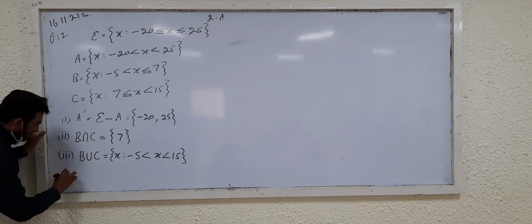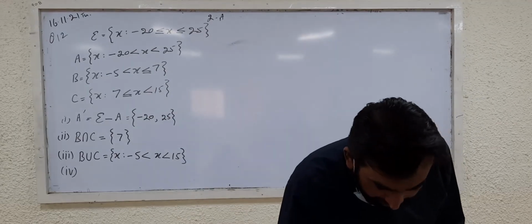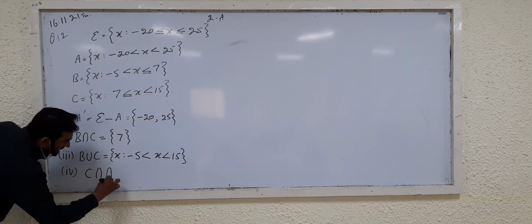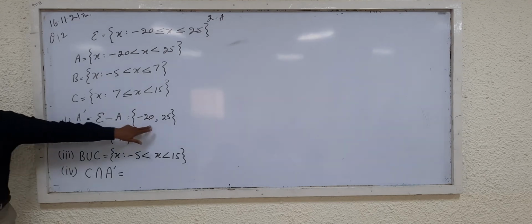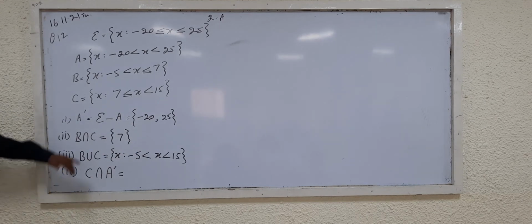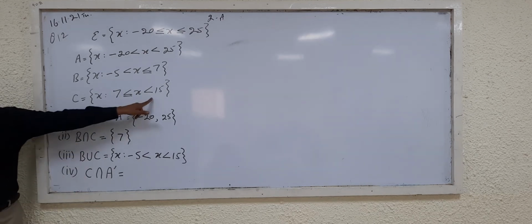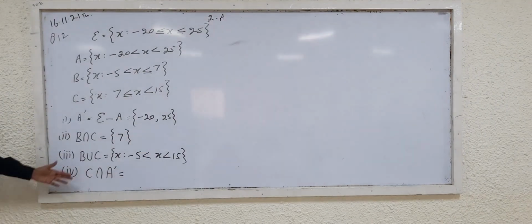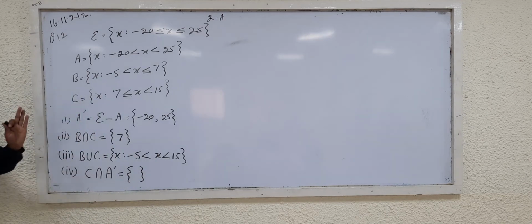Fourth part. C intersection A complement. A complement has only these two elements, and C has these elements. Is there any common element? Yes, empty set, because you can see that C consists of 7 less than 15, and A complement has only these two elements. So for this there is no common element because it is an intersection. So here we have to write down the empty set. Clear? Any doubt about this?